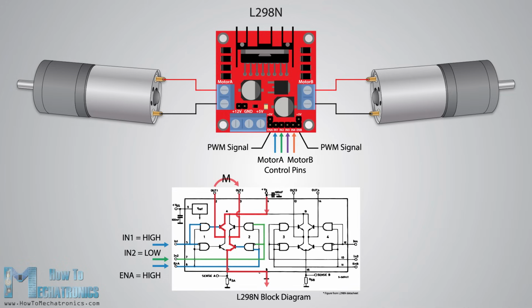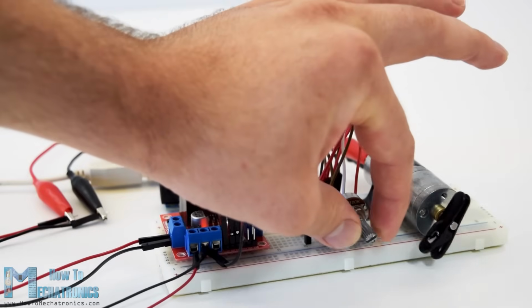In case both inputs are the same, either low or high, the motor will stop. The same applies for inputs 3 and 4 and motor B. Now let's make some practical applications.